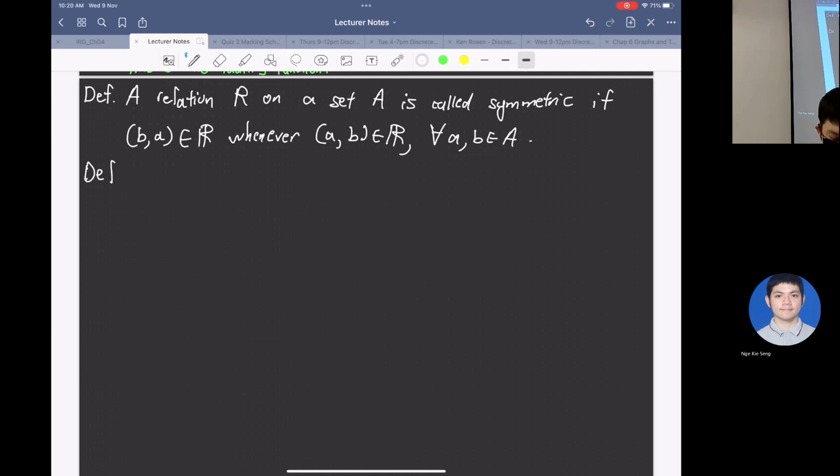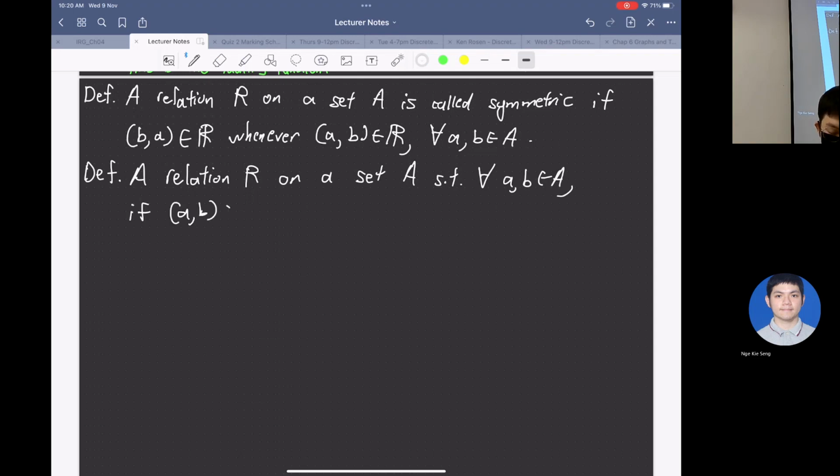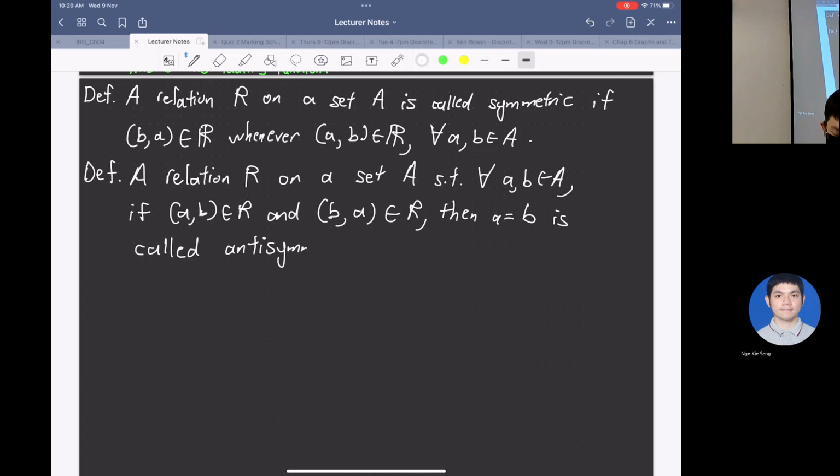And then together, I want to introduce another definition, which is anti-symmetric. But note that these two are not negation of the other. Let me say it first, and then you will see. So what is anti-symmetric? If AB is in the relation, and BA is also in the relation, then this will imply only A is equal to B. Then this is called anti-symmetry.